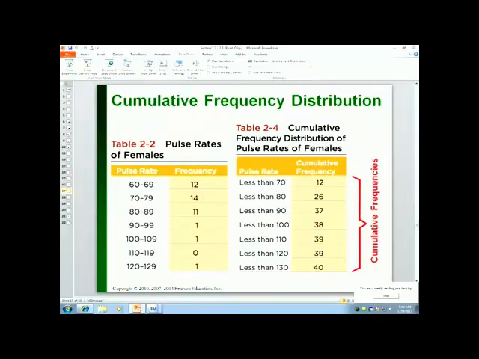So the first class in your cumulative frequency distribution would be less than 70, which is these 12 people. Less than 80 would be these 12 people plus these 14 people. Less than 90, just add up all three classes until you get to the very last class, less than 130. Everybody was less than 130. So the cumulative frequency on that last row should include everybody.